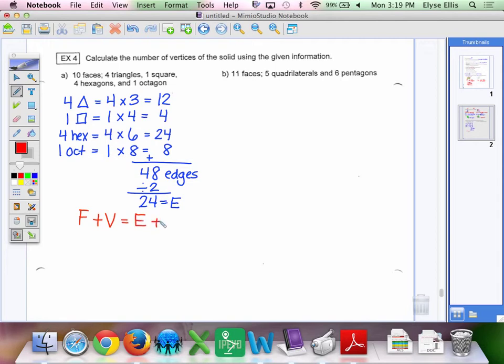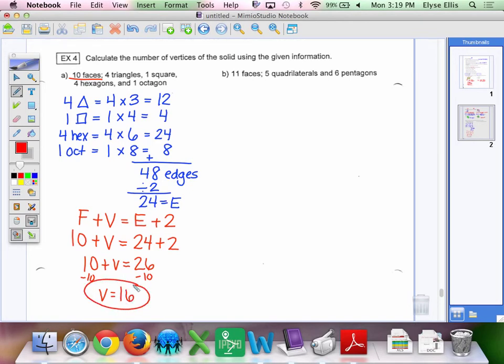Then we get to use Euler's theorem here. Faces plus vertices should equal edges plus 2. We know they gave us that there are 10 faces plus, well, the vertices we're going to solve for, so I'm going to keep that V. We just found 24 edges plus 2. If we simplify, we now have 10 plus V equals 26. And when you subtract 10 from both sides, you are left with a total of 16 vertices. And that's what they wanted us to find, total vertices.